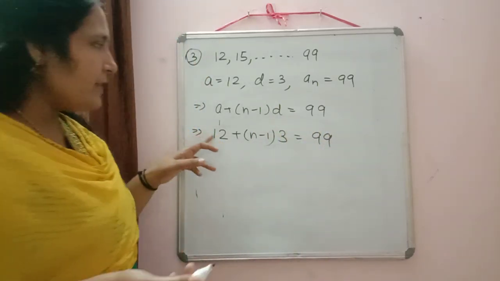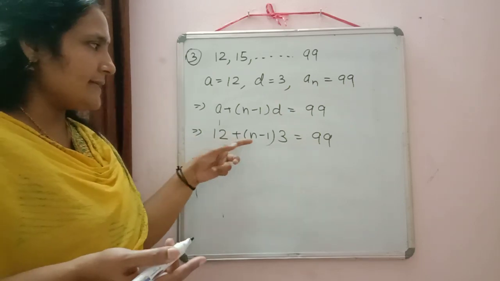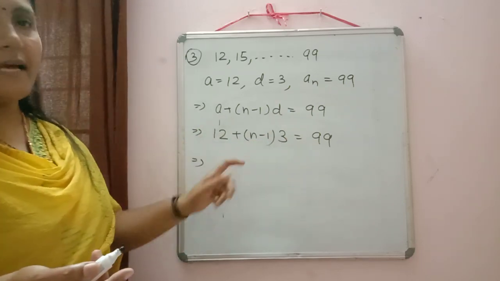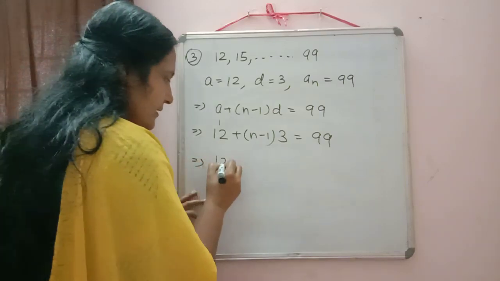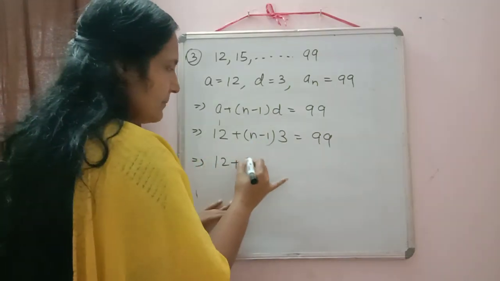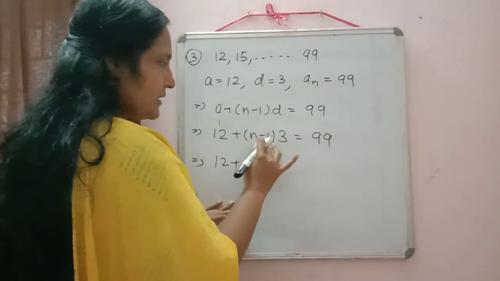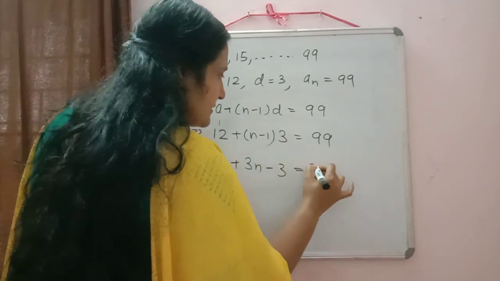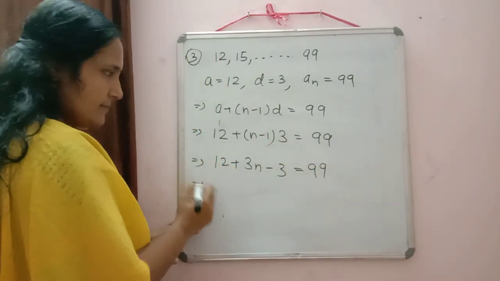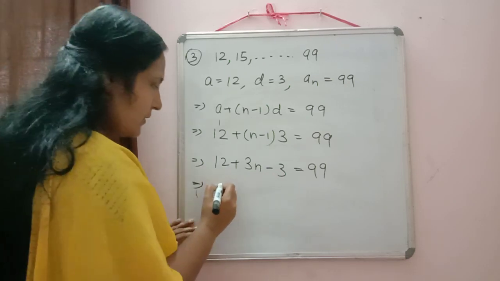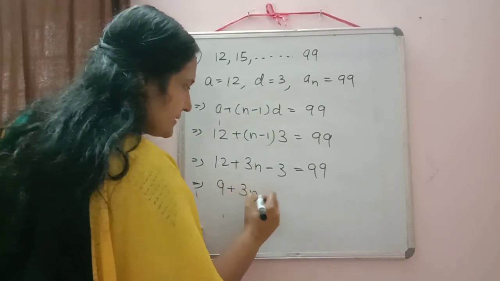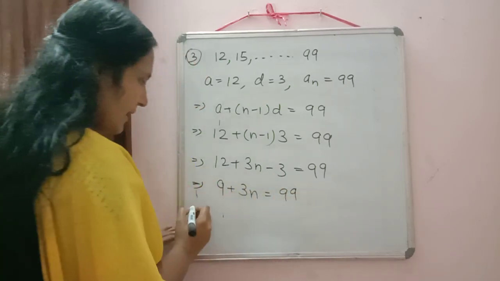Now first one I used this method. So in this one we will check if we will do the multiplication, then how it will be possible there. 12 plus 3 will be multiplied by n. So it will be equal to 3n minus 3 is equal to 99. 12 minus 3 will be equal to 9. So 9 plus 3n is equal to 99.